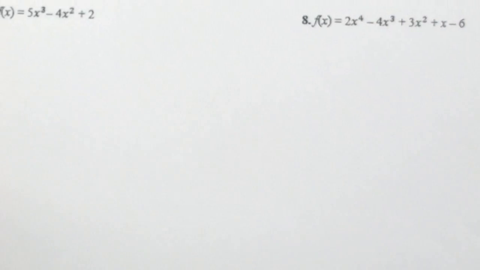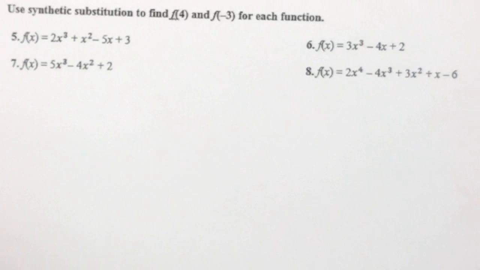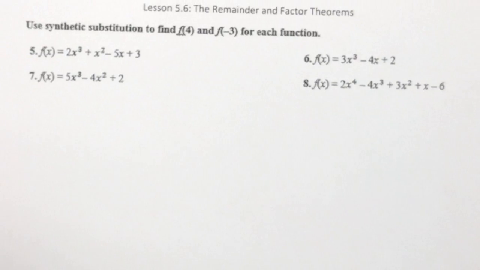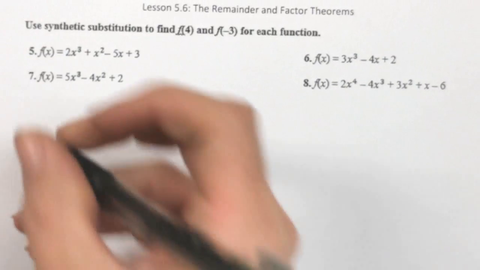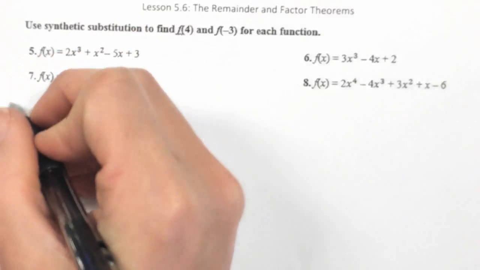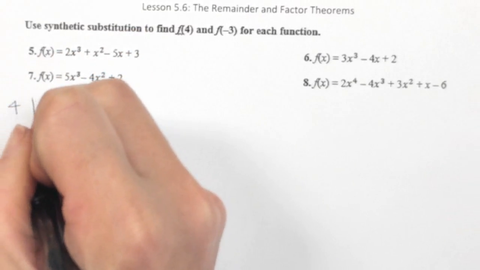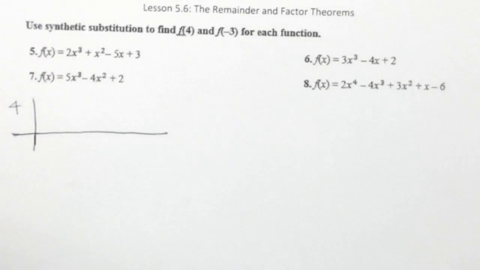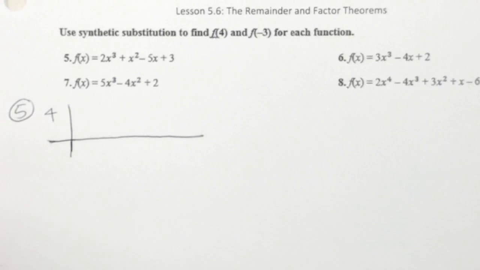All it's asking you to do when it says use synthetic substitution to find f of 4 is put 4 on the outside, write number 5 here, 4 on the outside, and perform synthetic division. And f of 4, your final answer would be just your remainder once you have performed synthetic division.